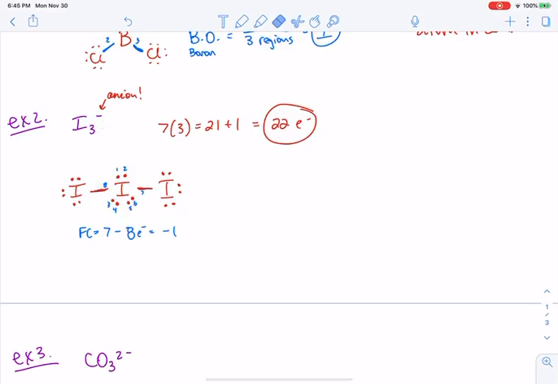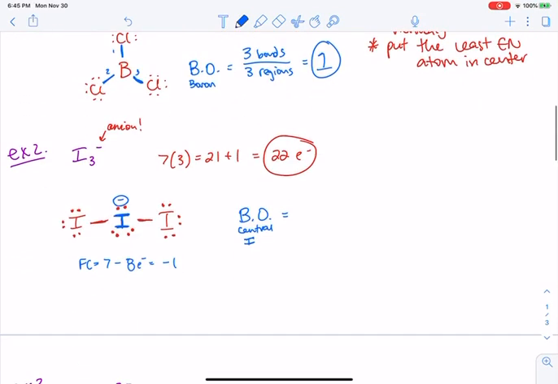Okay, so how can we show that? It's pretty easy. You just put a little negative here, right? And that lets you know that that one has a -1 formal charge. Now, let's figure out the bond order for this central iodine. So, there are a total of 2 bonds in the molecule next to that central iodine and 2 regions. Again, we get a bond order of 1. Yes, you can have bond orders that are not 1, and you can have bond orders that are non-integers. We'll see that in just a moment.